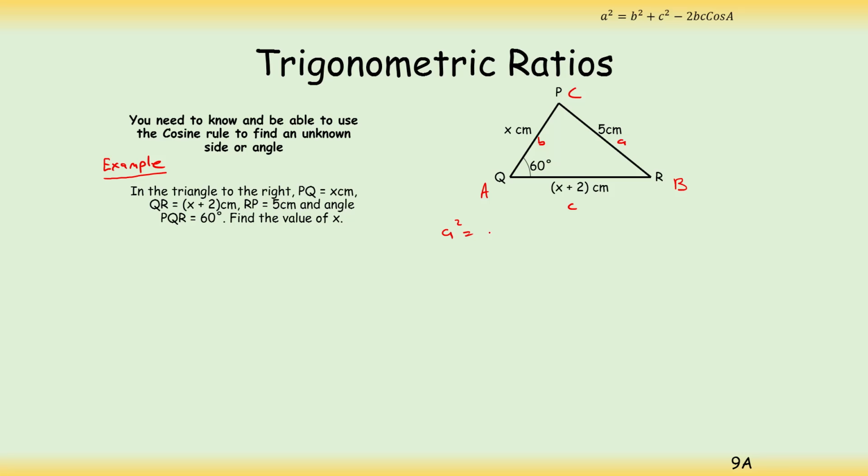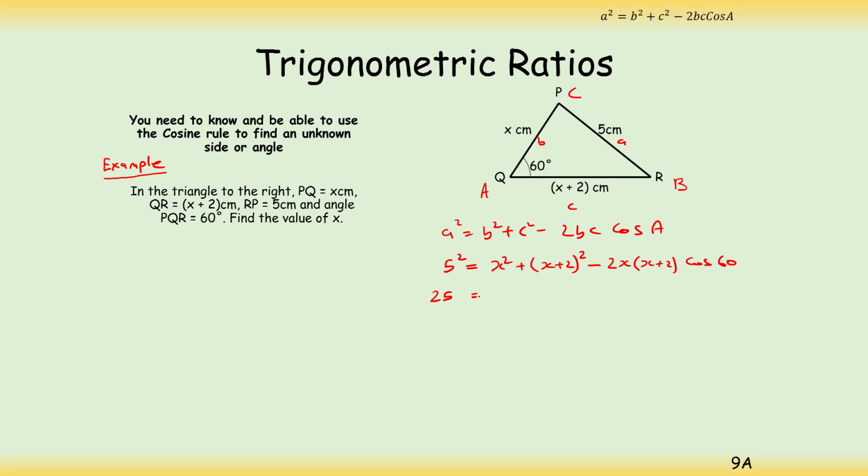Now I can use my cosine rule. a squared equals b squared plus c squared minus 2bc cos of the angle in between, which is cos of A. So a is equal to 5, so 5 squared is equal to b, which is x squared, plus c, which is x plus 2, so x plus 2 squared, minus 2 times x times x plus 2 cos of 60. Now cos of 60 is a half, so let's simplify.